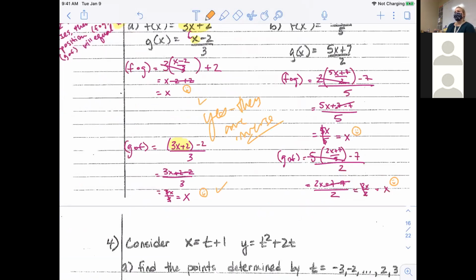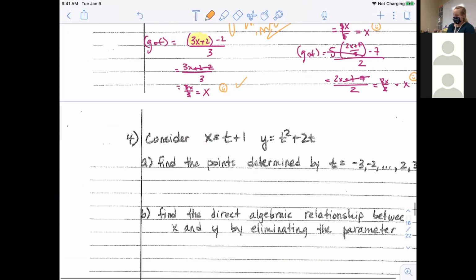All right, any questions on the inverse part of this? Okay, we're gonna move into a new section of 1.5 called the parametric equations. So I need your calculator for this one. Make sure you have your calculator with you and turn your page, and we're doing what we call the parametric equations.